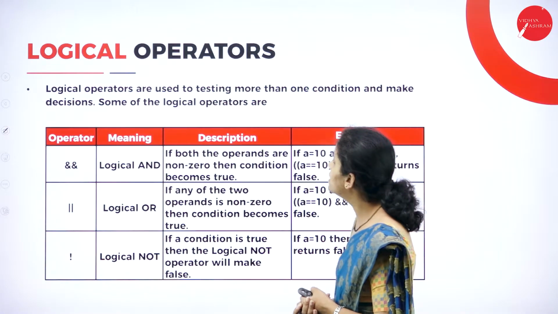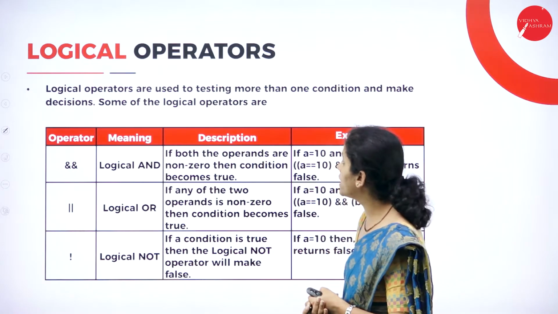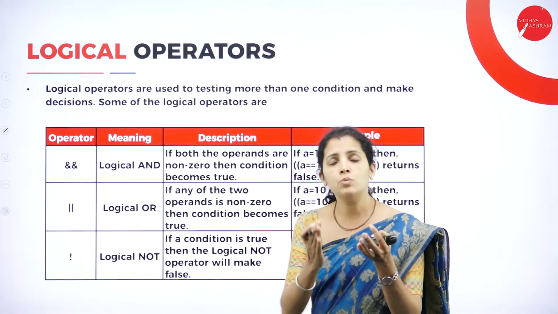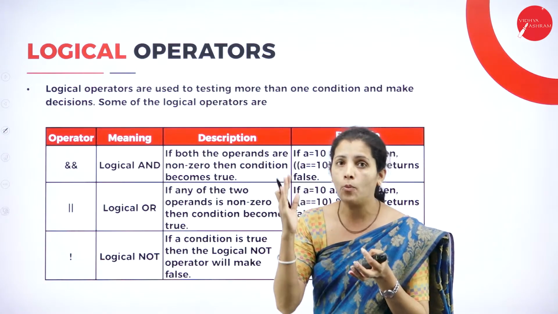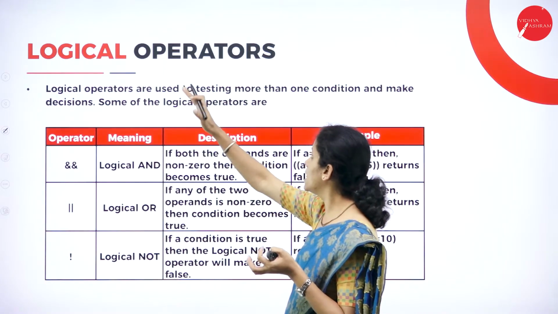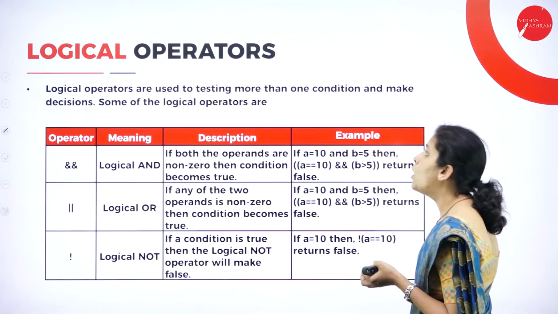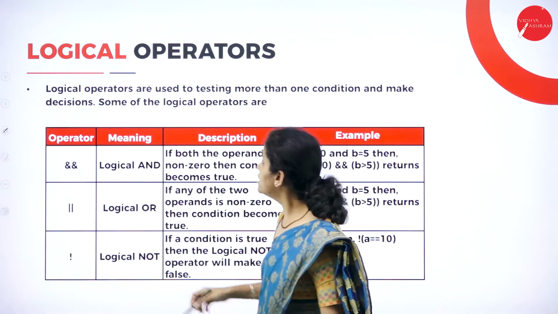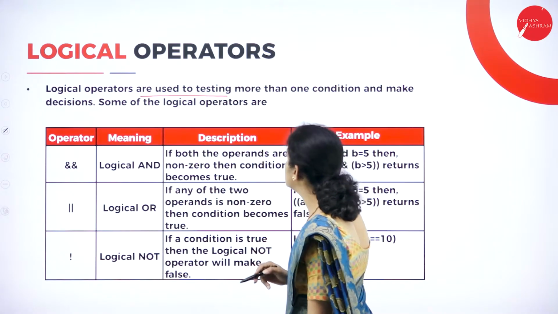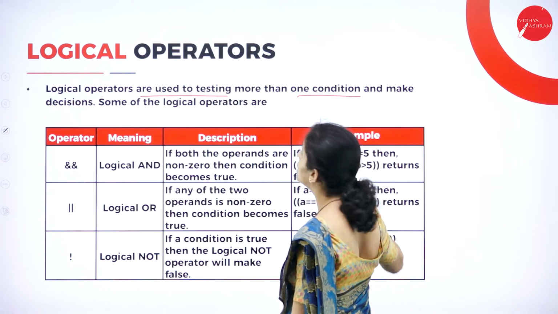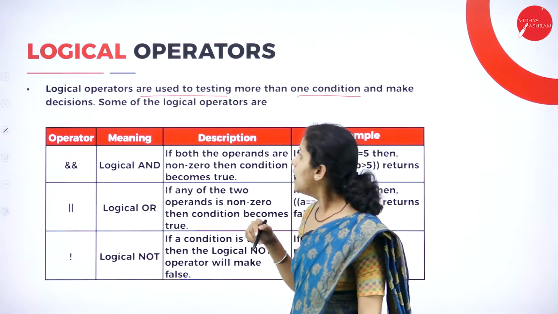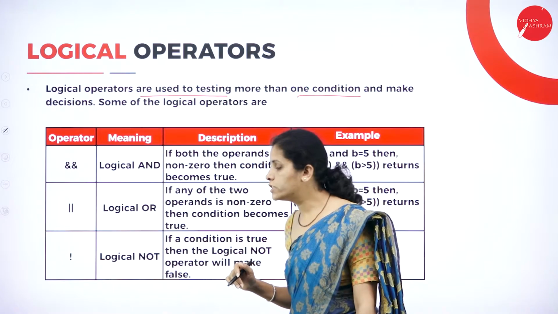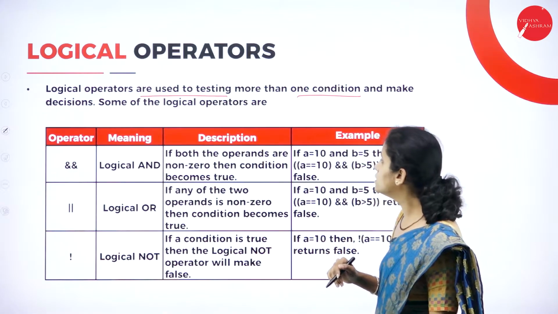Now moving further, I'm going to have logical operators. So what is this logical operator? Suppose I want to perform any logical operations, at that time I can make use of logical operators. Here logical operators are used to test more than one condition and make a decision. Some of the logical operators are logical AND, logical OR, and logical NOT.